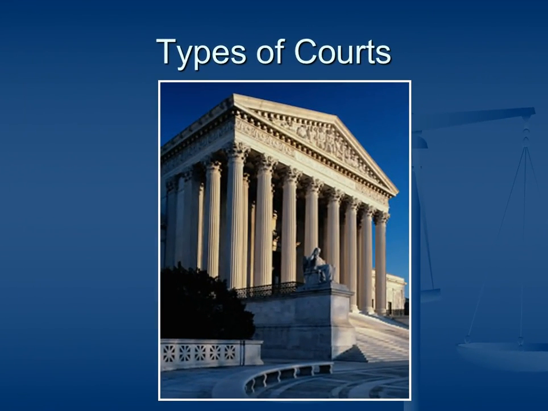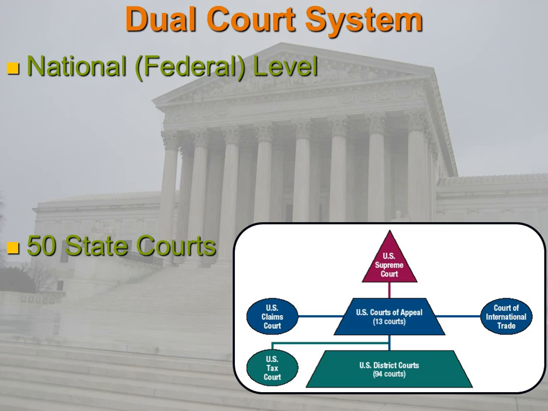When we look at types of courts, there are a number of different types. We have in America a dual court system. It's called a dual court system because we have federal courts, sometimes known as national level courts, and then we've got the 50 state courts.